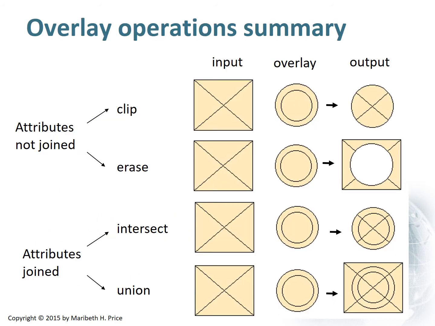Here are the different types of overlay operations that we commonly use: clip, erase, intersect, and union. You have your inputs, you have your overlays, and you see the assorted output that you get from those. Clip and erase attributes are not joined. Intersect and union attributes are.